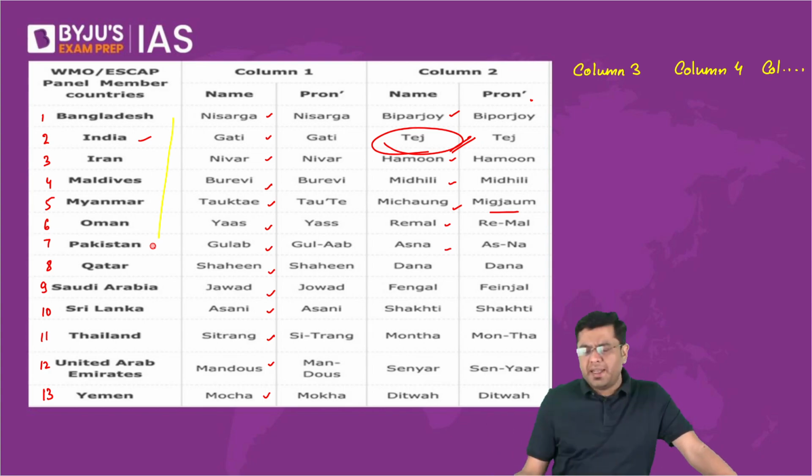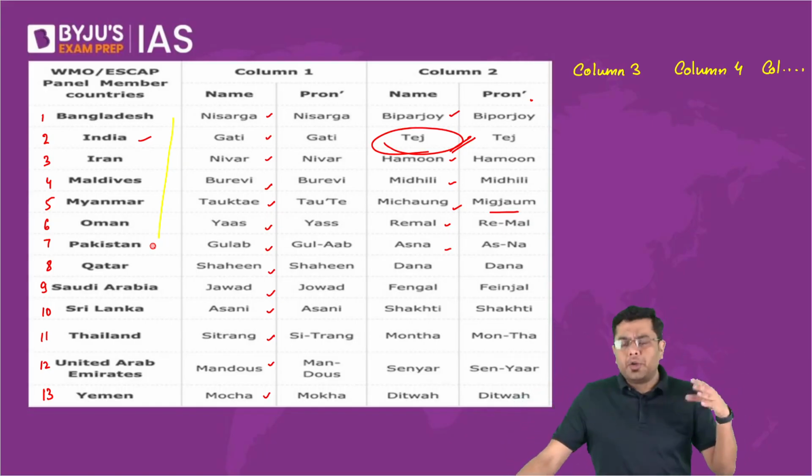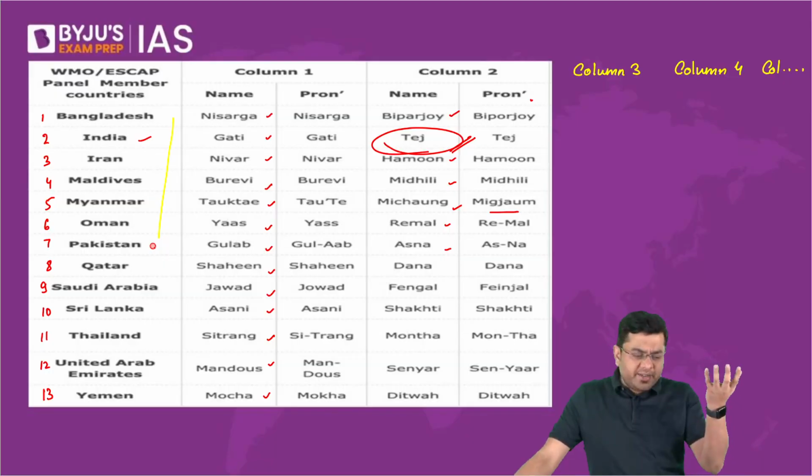World Meteorological Organization. Whenever you have any global meet or any global meeting about the impact or climatic conditions in general, World Meteorological Organization will be involved. So, under the aegis of World Meteorological Organization, that is where all these countries came together.